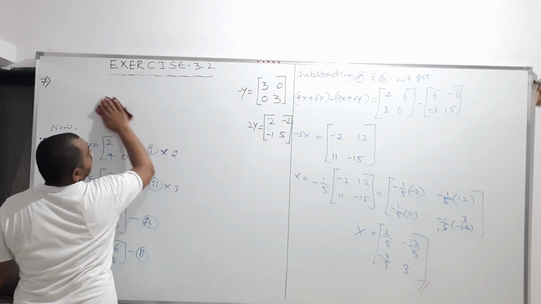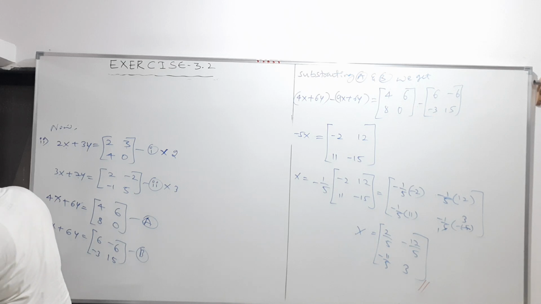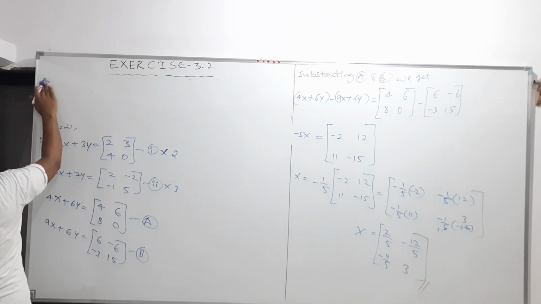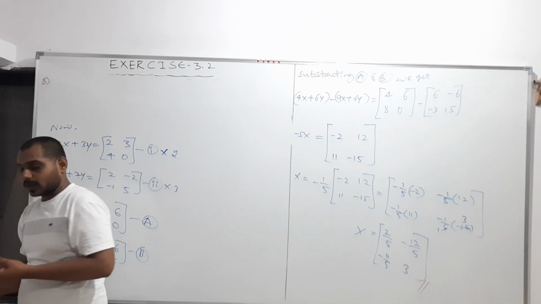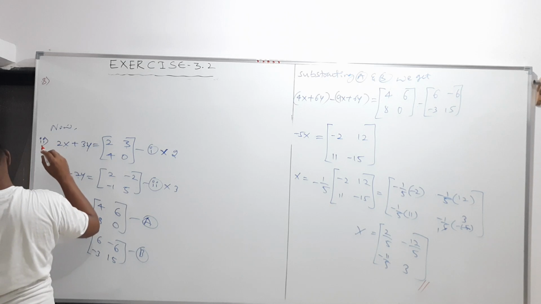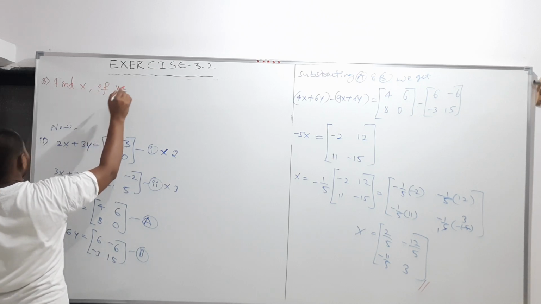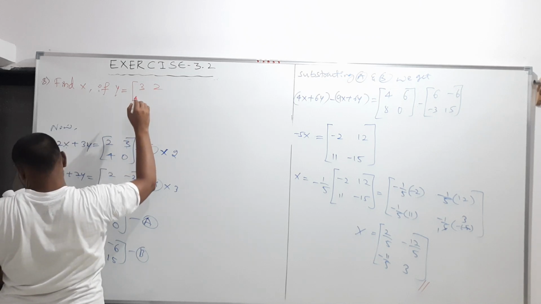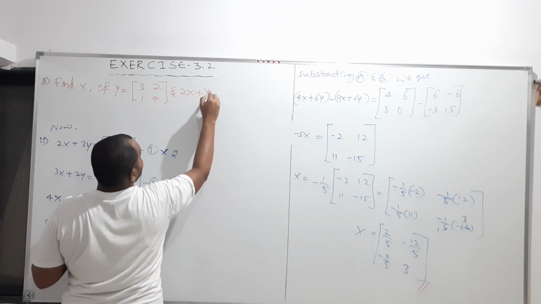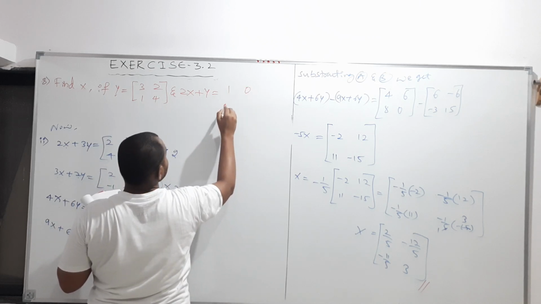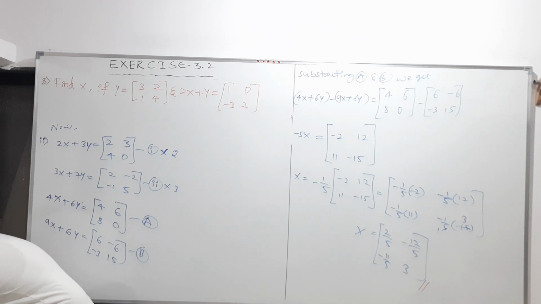So the next question is, that is the 8th one, my dear student. The 8th question is, find x if Y is equal to [3 2; 1 4] and 2X plus Y is equal to [1 0; -3 2]. So now, my dear student, try to solve this question.